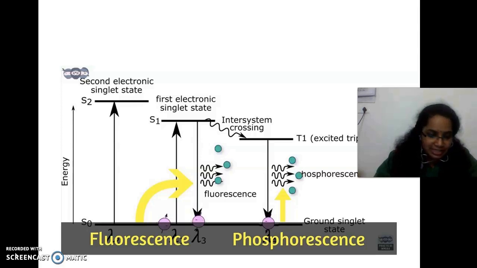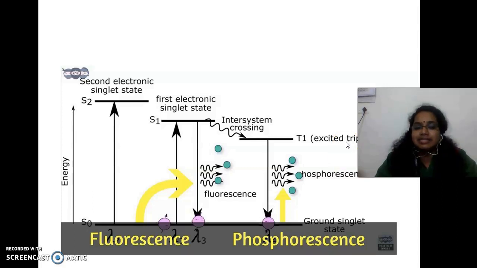Second one is phosphorescence. The excited molecule or atom may lose the electronic excitation energy by internal conversion and come into another excited state called the excited triplet state. From the excited triplet state, they can reach the ground level by two methods, same as with fluorescence, by emitting some energy in the form of heat or by emitting radiation energy. That radiation energy emitted from the triplet state is called phosphorescence.